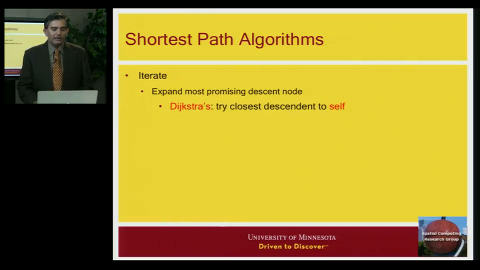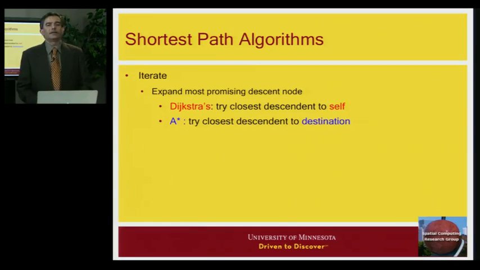But the ranking differs between the algorithms. If we start with the older algorithm, Dijkstra's algorithm, then it picks up the closest descendant to itself. It may not look intuitive, but it's a general algorithm. It works in many graphs. Now A star, which came from artificial intelligence, may look a little smarter, and it tries to pick a descendant which is closest to the destination. And you may wonder, why didn't Dijkstra do that?